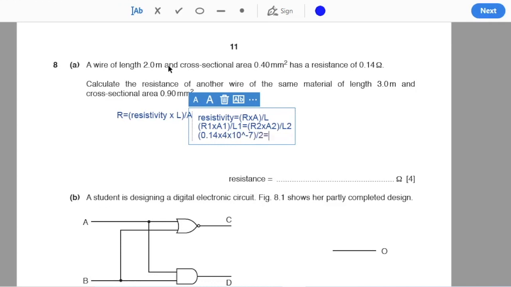This is equal to our second resistance, which is not given to us, and that's what we have to calculate, so we'll take it as it is, multiplied by our second area, which is 0.9 millimeters square, and we have to convert this millimeter square to meter square too. So this will become 9 into 10 to the power negative 7. This whole will be divided by our second length, which is 3 meters. And that's how we'll calculate the second resistance, which is equal to 0.093 ohms.